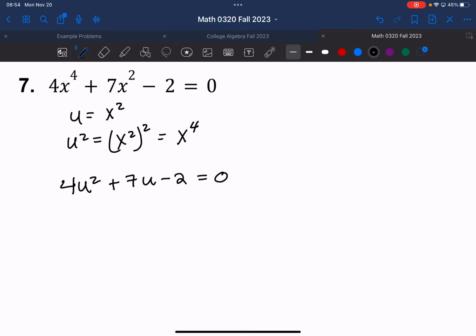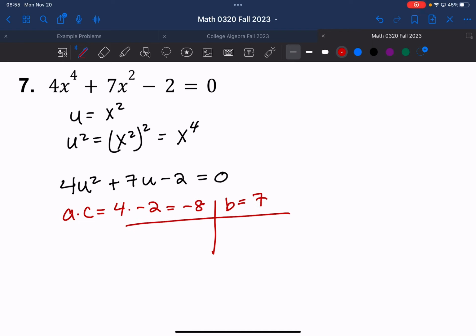In order to factor this, we do the AC method. And in this case, a times c is what? -8, because it's 4 times -2, which is -8. And our b value is 7. So what are 2 numbers that multiply to -8 but add to 7? Any ideas? Good, 8, -1. So 8 times -1. If you add that together, we get 7.